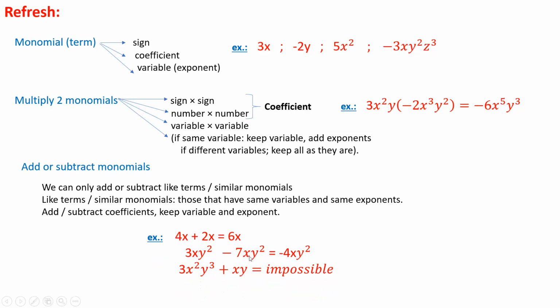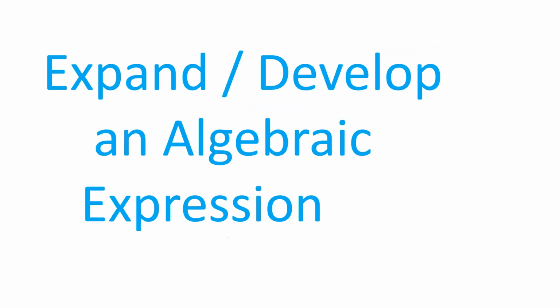3xy squared minus 7xy squared. We have like terms, so 3 minus 7, we do it on the calculator, it gives minus 4, and we keep xy squared as it is. Here, the last example, 3x squared y cubed plus xy. These are unlike terms. We cannot add them, so it's impossible to add them. So the answer is kept as it is.